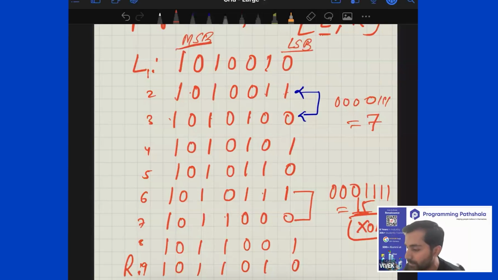Do you understand this thing? Right? Like you can see from here all the way till here, the most significant bits are same, like it is 1 1 1 1 1 1 1 1 throughout. It is 0 0 0 0 0 0 throughout. 1 1 1 1 1 1 throughout.